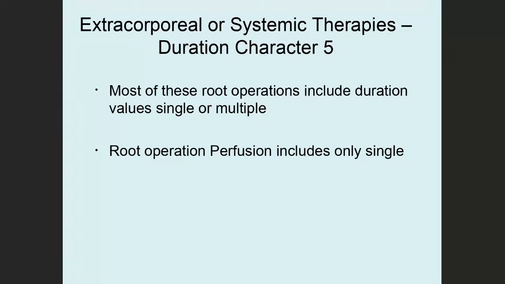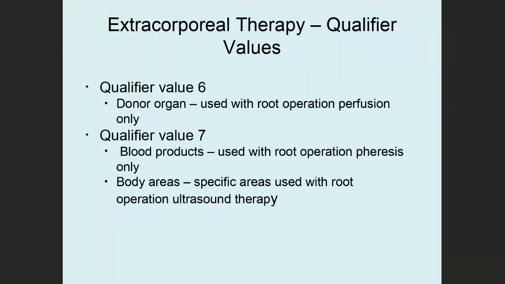Perfusion root operation includes only a value for single. In most cases, remember we said that the qualifier value is used for sixth character and seventh character. In most cases, the sixth character qualifier is no qualifier. The exception is perfusion. For this root operation, the qualifier is donor organ. Perfusion refers to the passage of fluid through the body system. So passage of fluid through a donor organ.